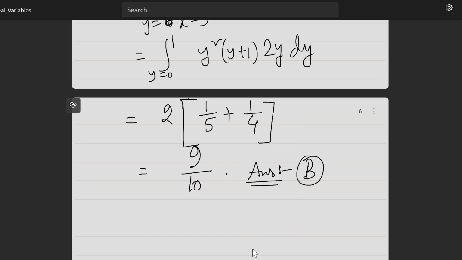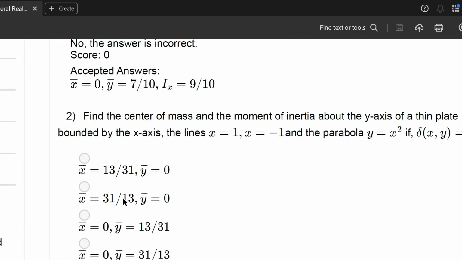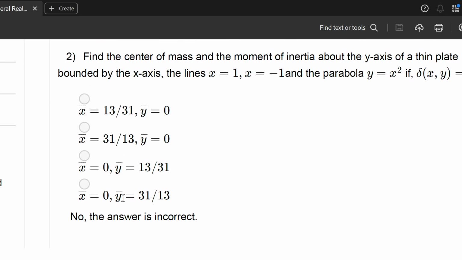But the good thing is that in this question, suppose you found that x coordinate is 0, there is another option with x coordinate 0, but if you found the x coordinate and y coordinate, then option B is the only option. So moment of inertia is okay, no need to find, but you should know the formula, because in the second question also, you have to find the moment of inertia and center of mass.